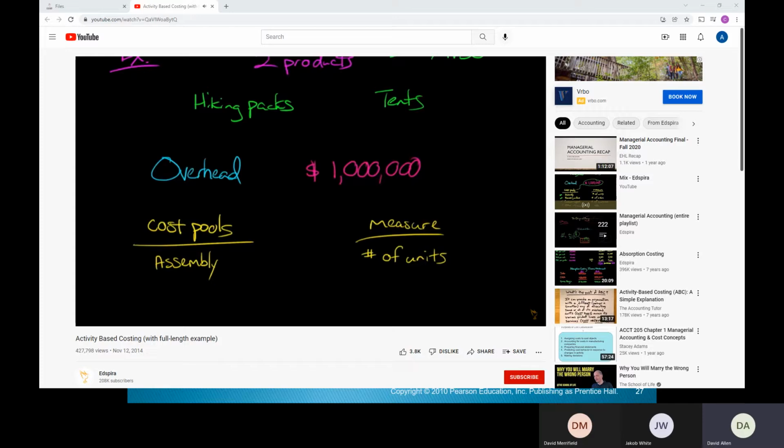All right. So some of this $1 million is going to come down here and go into this cost pool. We don't know how much yet. We're going to get into that. Let's just finish going through our cost pools.